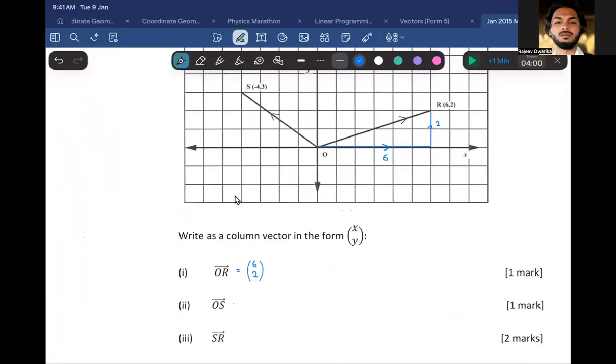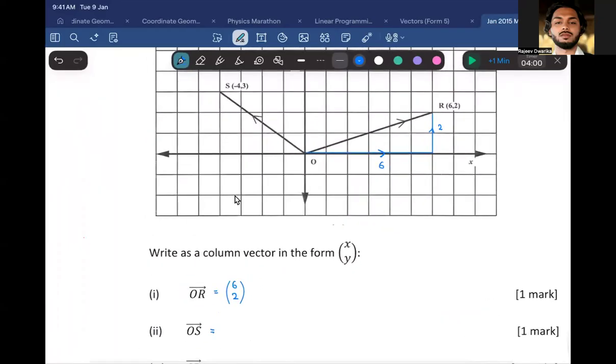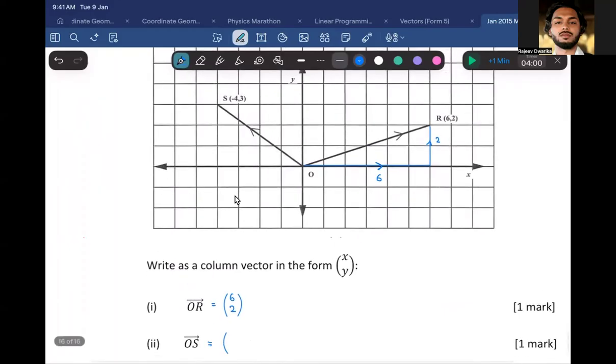O to S now. How would I go from O to S? 4 spaces to the left, so -4, and then 3 spaces up. Great. Right, so it's 4 to the left, so -4. And then it's 3 up, so it's +3.